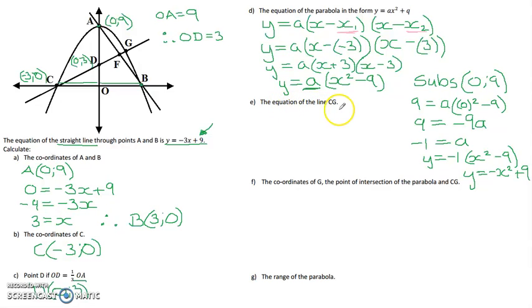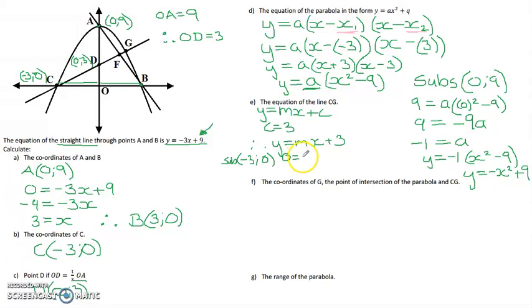So if they want to know the equation of line CG, we have y is equal to, you can say ax plus q or mx plus c, where c is the y-intercept, so c is equal to 3. That means we've got y is equal to mx plus 3. We're going to substitute the other point, -3 and 0. Why are we doing that? To figure out what m is equal to.